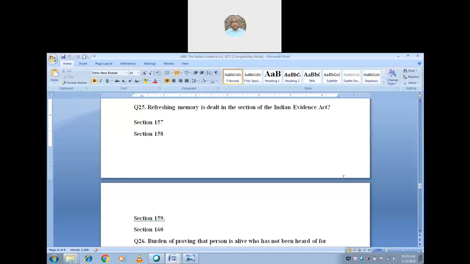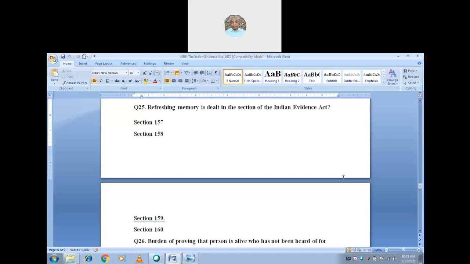He issues so many medical certificates in criminal cases, so he could not recall which case it belongs to. Hence, he will refer to the paper with the permission of the court. That is said to be refreshing memory. Is it clear? Even the witness also.